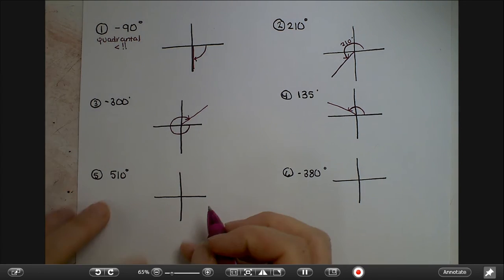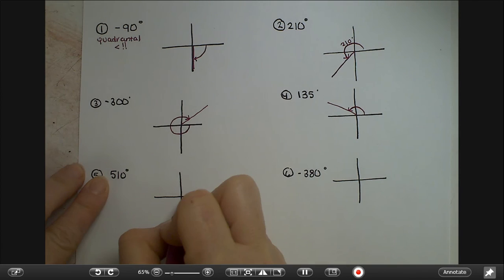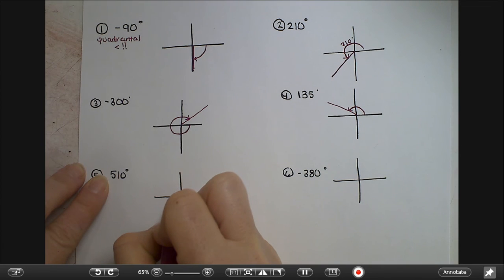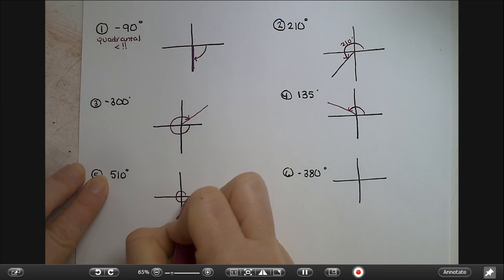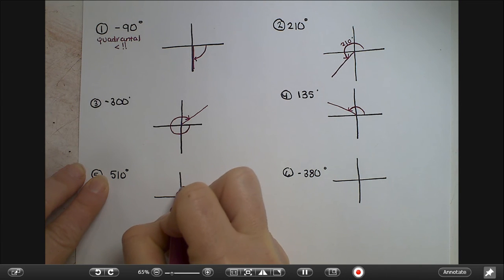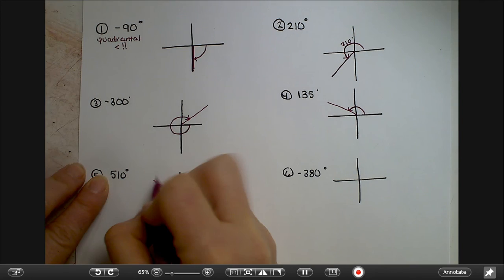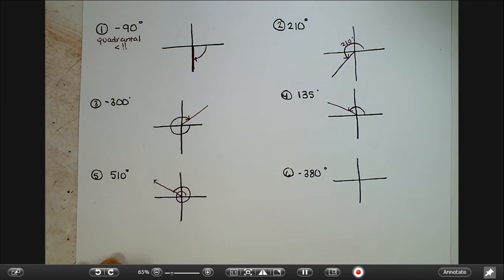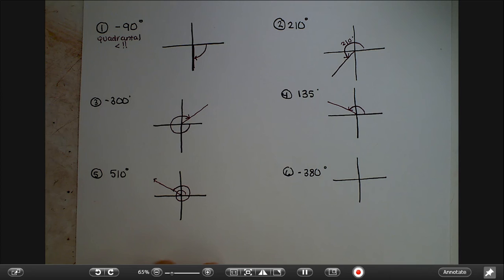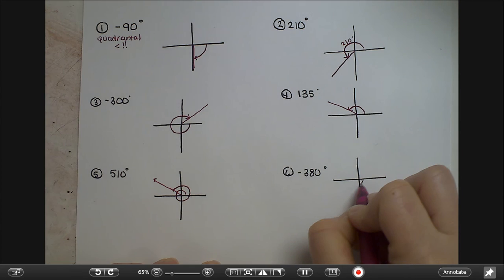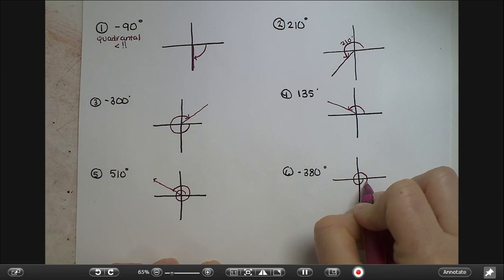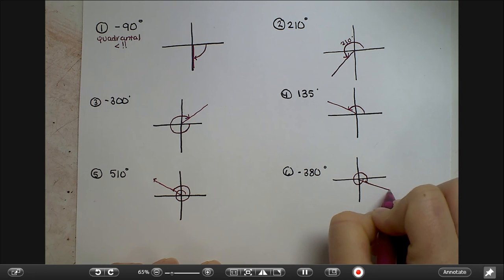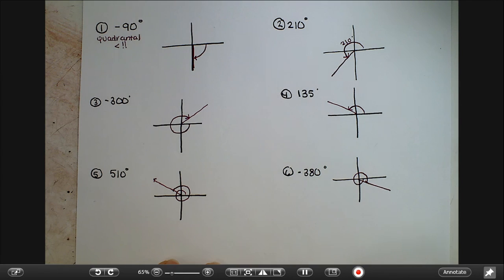Welcome back. All right, this one's 510 degrees. So we need to go around 360 and some more. So 360, the next one would be 450, and we're not quite going to make it to 540. So it would be there. So you can double around, triple around, whatever. Negative 380 is going backwards around 360 and some more. So that would look like that.